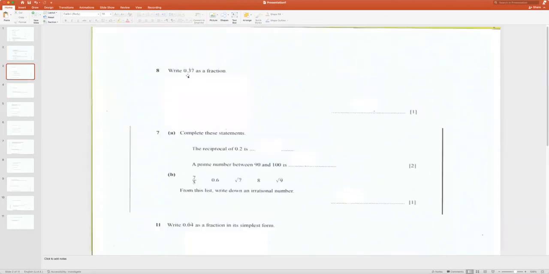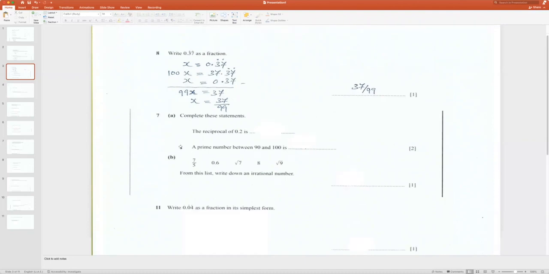Write this recurrence as a fraction. So 0.37 recurring is a recurrence number. It is recurring again and again. So we can write this as x equals the recurrence number. Then we have to multiply by 100. Then 37.37 recurrence is coming. Then we have to subtract this. Then 100x minus x is 99x. This recurrence part is going, then 37 is there. So x equals 37 over 99 is the answer.